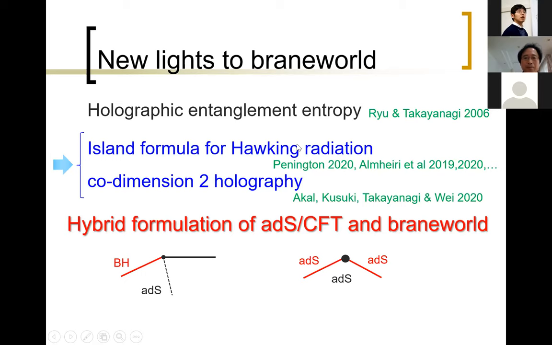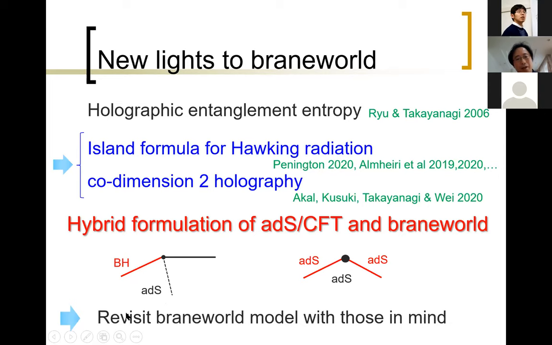About codimension-two holography, this is a bulk AdS space-time, and there are two codimension-one AdS space-times. They are treated like braneworld models. People consider the codimension-two brane, the boundary. The CFT lives on this boundary. So then people got codimension-two holography. In this sense, it is nice to revisit the braneworld model with those in mind.